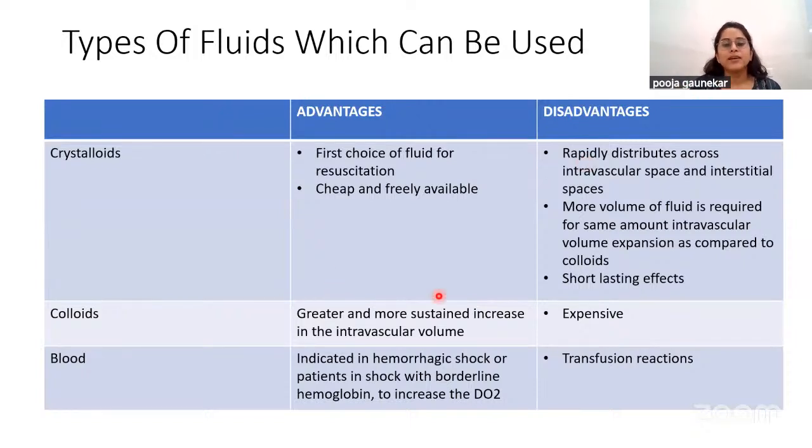Now, colloids give a greater and more sustained increase in the intravascular volume, but it is expensive and not so readily available. So the first choice of fluid when it comes to a child in shock for resuscitation will always be crystalloids. Unless you have a child who has come to you in hemorrhagic shock or a trauma patient, then blood becomes the first choice of fluid. Till blood comes in, you can give crystalloids.